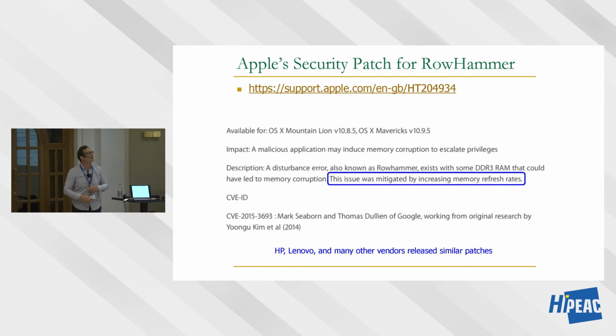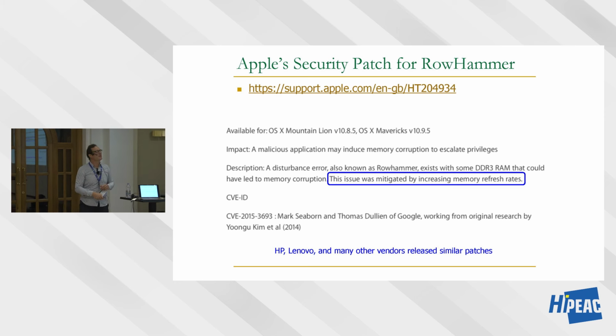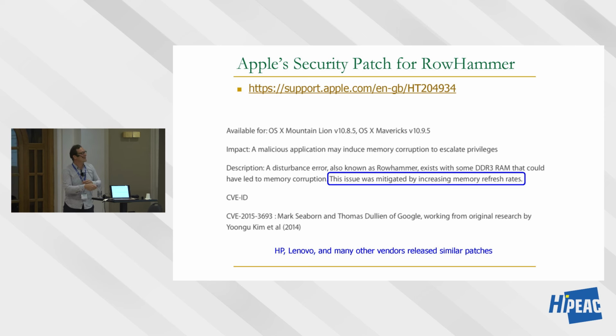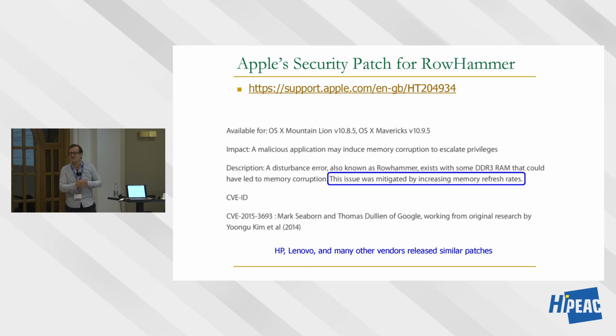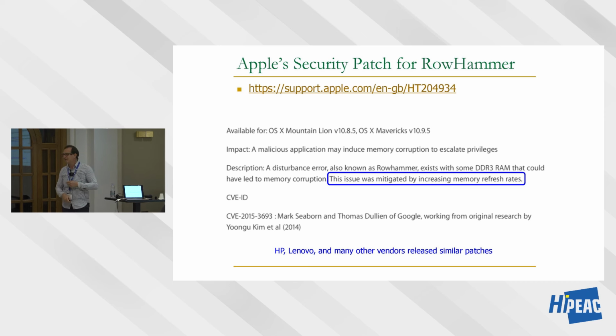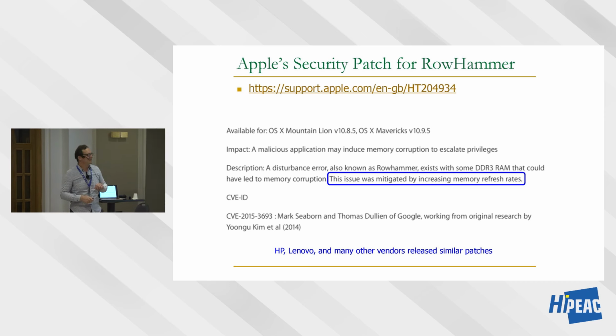Okay, so what did industry do? Industry basically increased the refresh rates, because this is what you can do, as I said. And I like Apple's patch because they're nice, because they credit our paper, as you can see. Essentially, they said this is a known issue, and they mitigate it by increasing the memory refresh rates. They didn't say how much. Probably 2x. That's my guess.